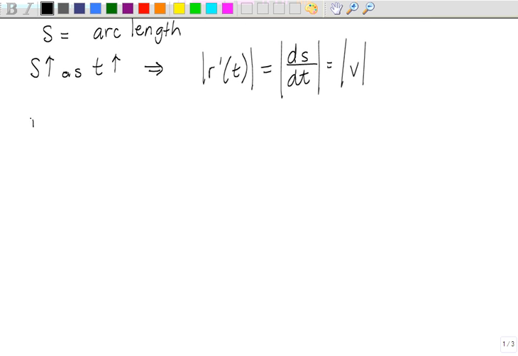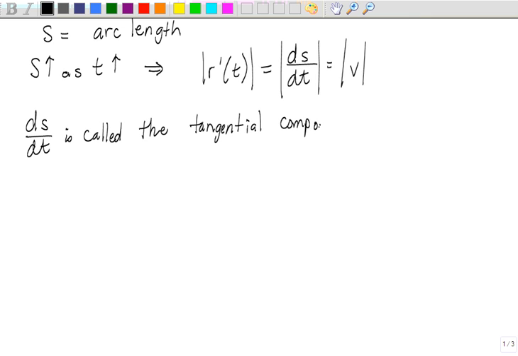So ds/dt is called the tangential component of the velocity vector. Actually, I don't need absolute value here because s, if it's increasing, it's positive.